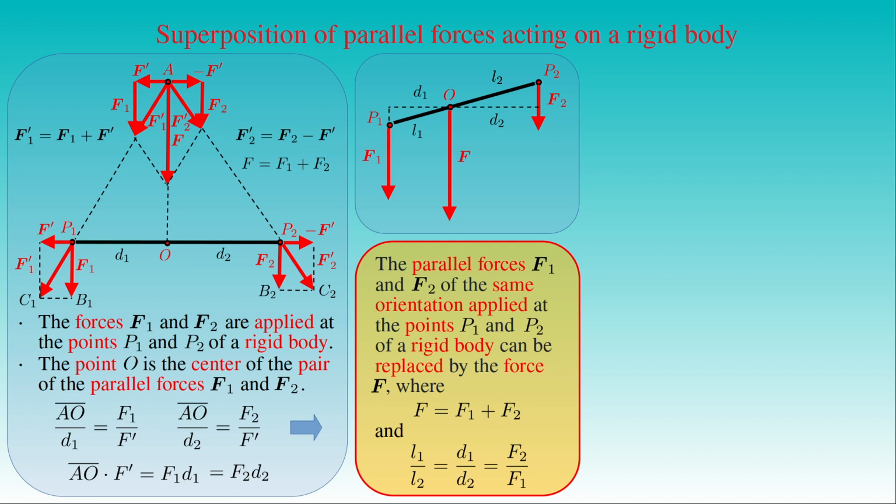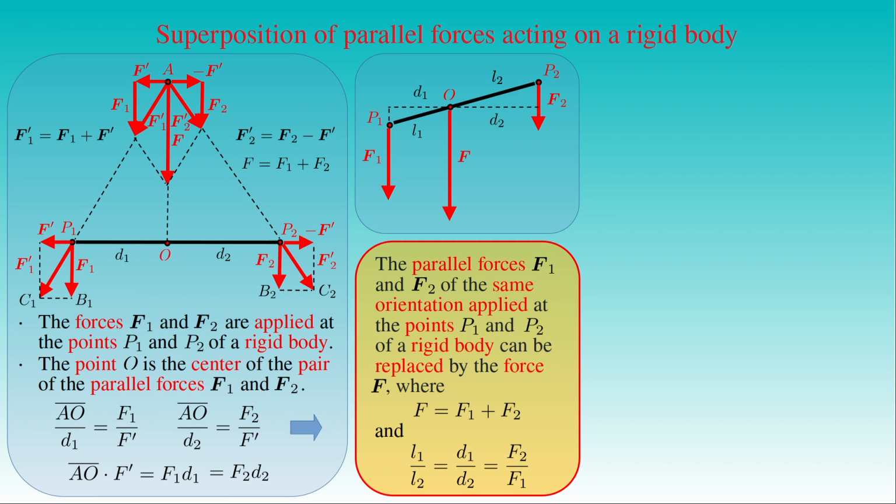The line of action of the force F is determined by the position of the point O, where the length L1 of the section P1O divided by the length L2 of the section P2O is equal to the distance D1 over the distance D2. These two ratios are equal to the magnitude of the force F2 over the magnitude of the force F1, which can be written as the equation stating that F1 times D1 is equal to F2 times D2.